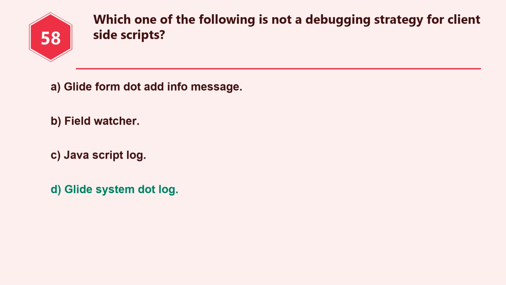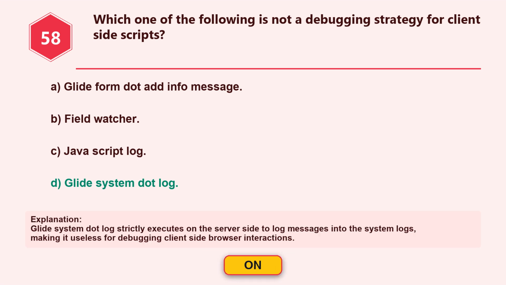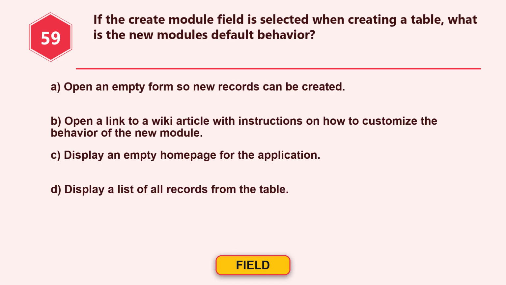The correct answer is option D, gs.log. It strictly executes on the server side to log messages into the system logs, making it useless for debugging client-side browser interactions. Question 59. If the Create Module field is selected when creating a table, what is the new module's default behavior? Option A, open an empty form so new records can be created. Option B, open a link to a wiki article with instructions on how to customize the behavior of the new module. Option C, display an empty home page for the application. Option D, display a list of all records from the table.